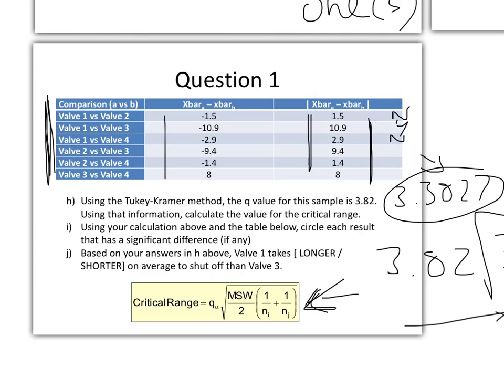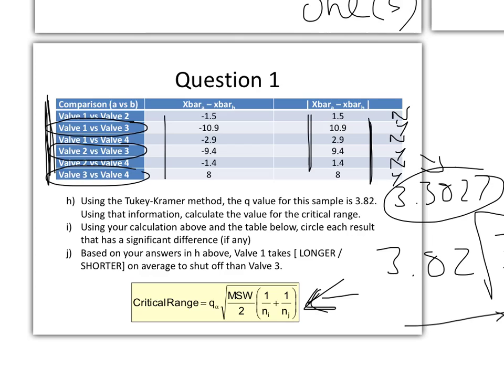No on valve 1 versus valve 4. Yes on valve 2 versus valve 3. No on valve 2 versus valve 4, and yes again on valve 3 versus 4. Okay, so our statistically significant differences are here, here, and here.